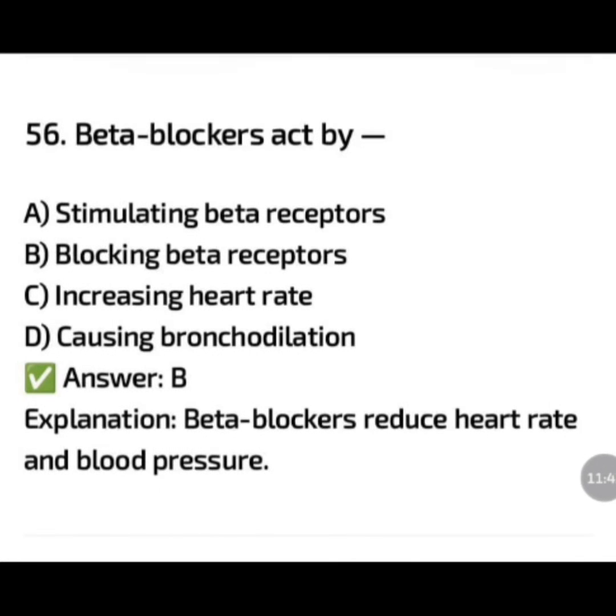Beta blockers act by: stimulating beta receptors, blocking beta receptors, increasing heart rate, or causing bronchodilation? The correct answer is option B, blocking beta receptors. Beta blockers reduce heart rate and blood pressure.